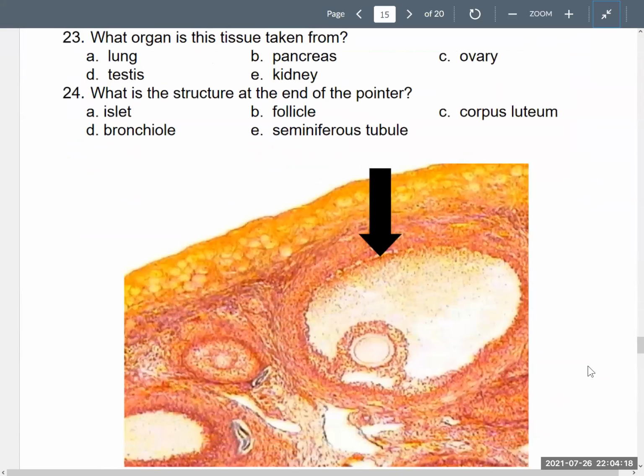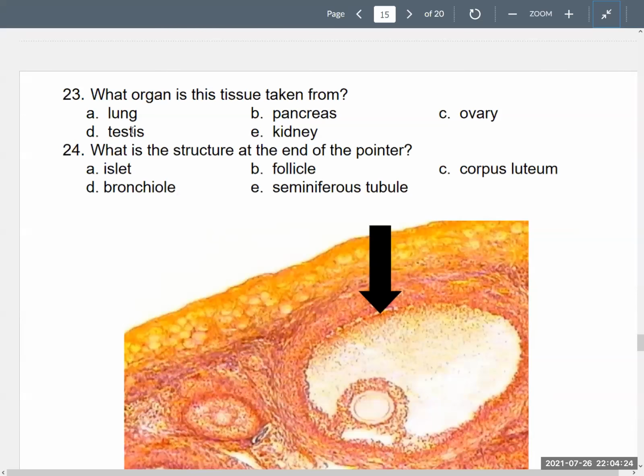Here's where we are. This is a follicle. This is an ovum. What's the question? The organ is, what organ is this tissue taken from? Ovary. And what's the structure at the end of the pointer? A follicle.